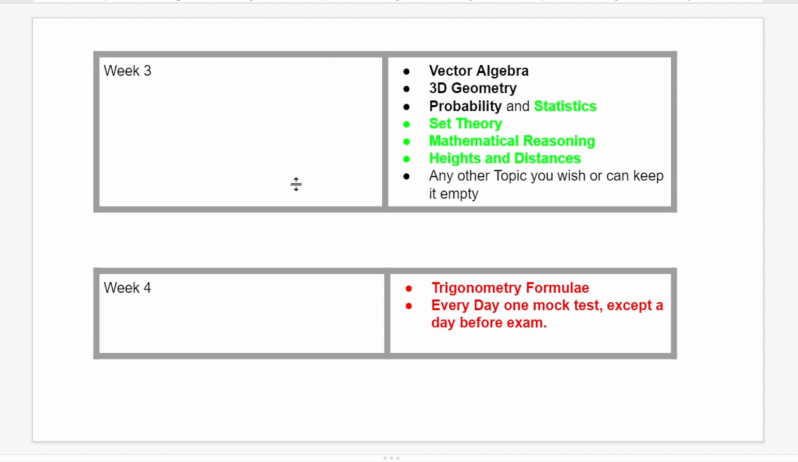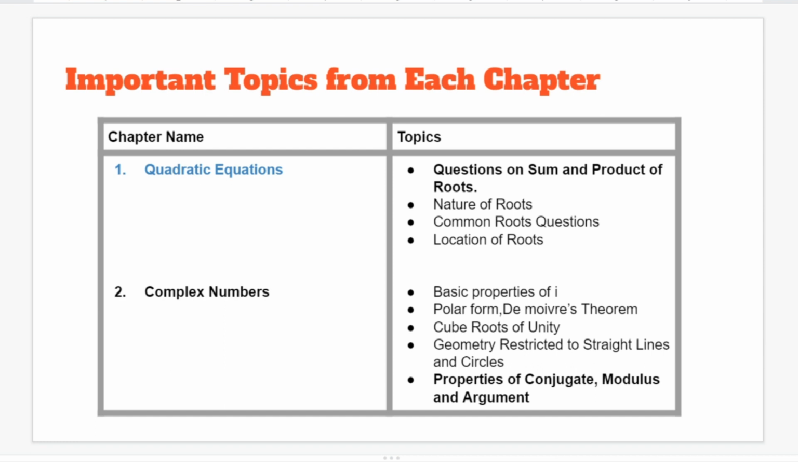That's it. Coming to the next ones, I want to show you the important topics and subtopics from each chapter. Let's start from quadratic equations. As you see, in quadratic equations, mostly questions come from sum of roots, product of roots, nature of roots, and common roots. That's it. And location of roots, sometimes they pop up.